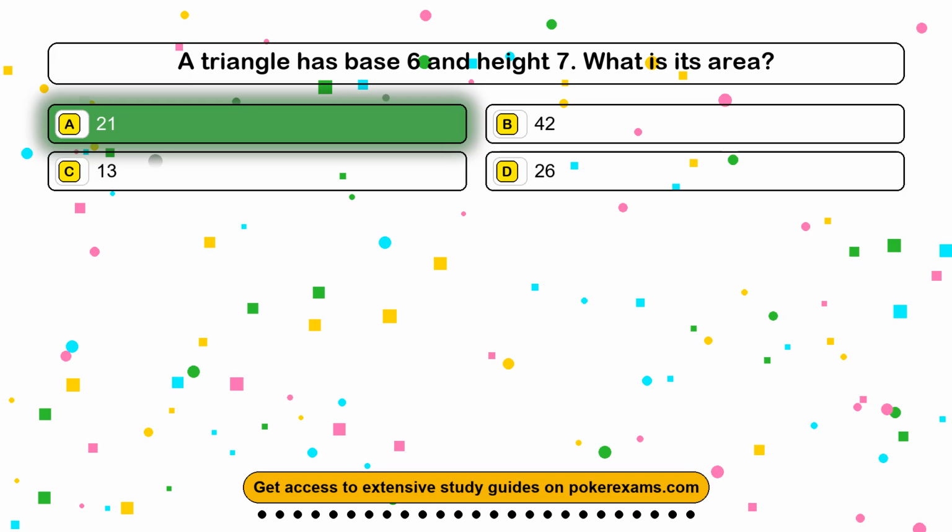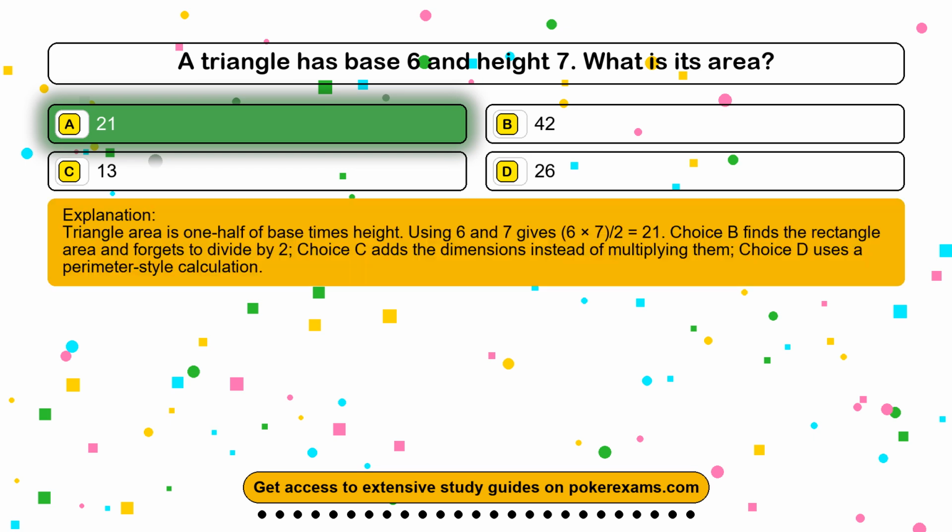The correct answer is option A, 21. Triangle area is one half of base times height. Using 6 and 7 gives 6 times 7 / 2 equals 21. Choice B finds the rectangle area and forgets to divide by 2. Choice C adds the dimensions instead of multiplying them. Choice D uses a perimeter style calculation.